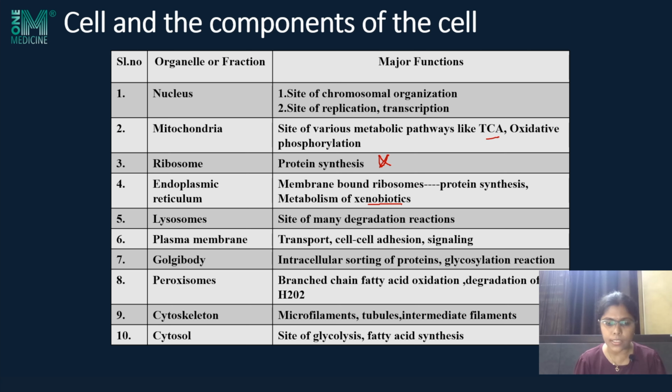Next we have the peroxisome. The peroxisomes are concerned with branched chain fatty acid oxidation, degradation of hydrogen peroxide and free radicals. We have the cytoskeleton that is mainly associated with microfilaments, tubules and intermediate filaments, and we have the cytosol that is associated with metabolism like the glycolytic pathway and fatty acid synthesis. So this is a small and brief idea of the cell with the organelle and subcellular components and their individual function.